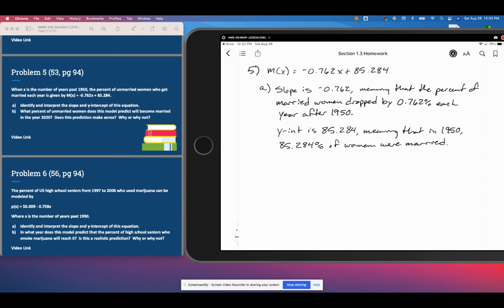So anyway, everyone, it looks like the percent of women who were married began to decline after 1950. And our next question is, what percent of unmarried women does this model predict will become married in 2020? And does this prediction make sense? Why or why not? And so again, I've said this multiple times throughout many of these videos so far. These models are good at predicting short-term into the future, not necessarily long-term. And so recognize that in our case, this is past 1950, 2020 is 70 years later. So we would be doing this with 70 as the value that goes in for X.